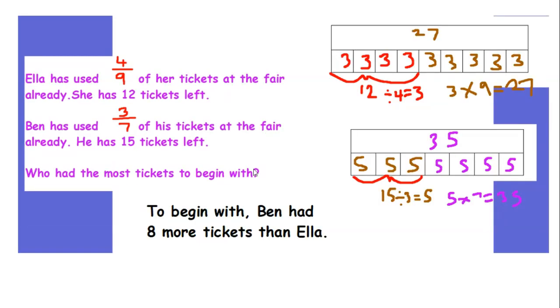Here are the answers. So, 12 divided by 4 is 3, so each of these parts are worth 3. Put them back together. 3 times 9 is 27. Ella had 27 tickets at the start. Then, each of the 7ths are worth 5. So, put them back together. 5 multiplied by 7 is 35. So to begin with, Ben had 8 more tickets than Ella.